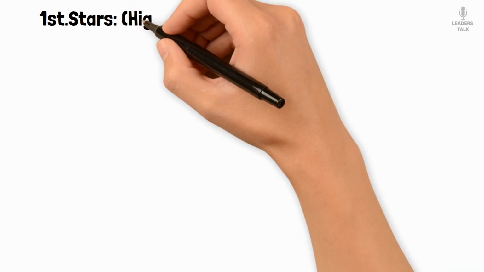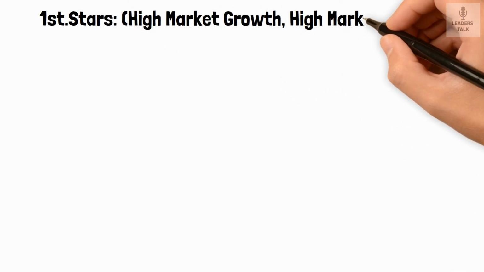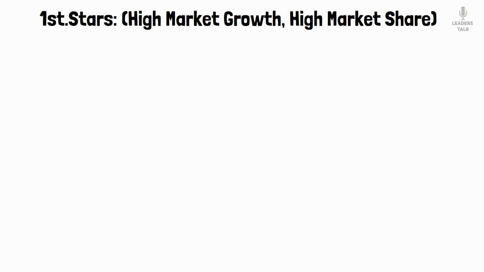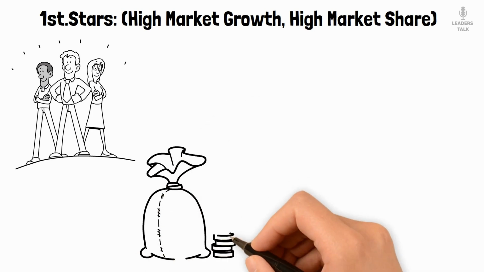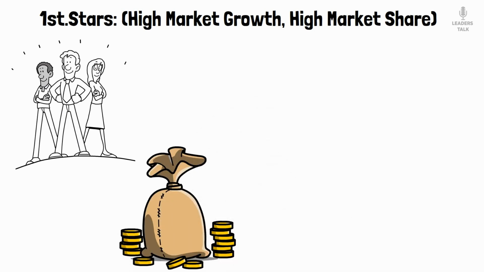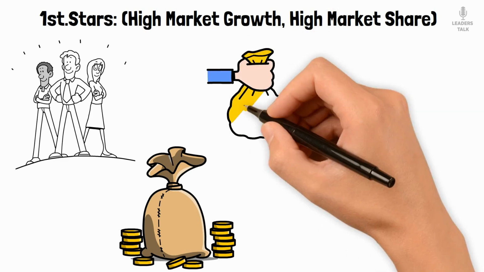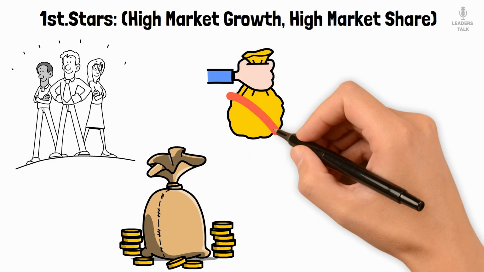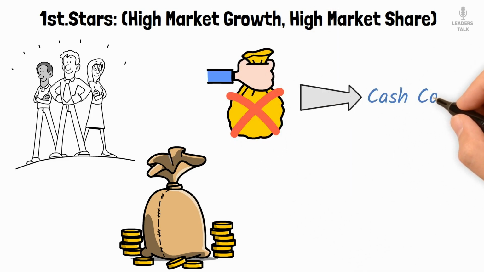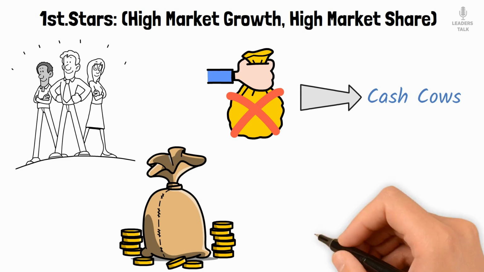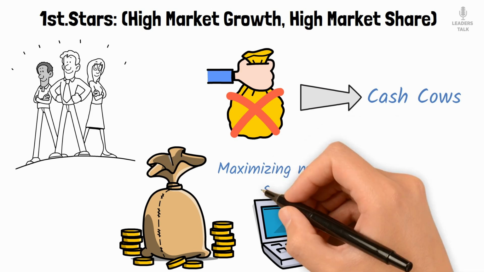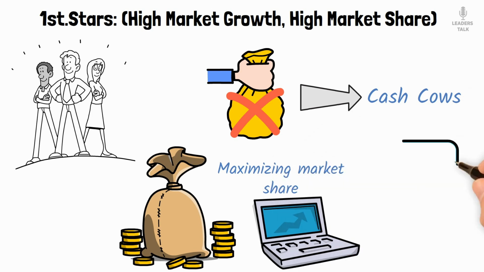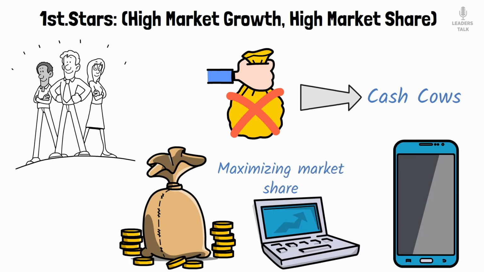First, stars. High market growth, high market share. Stars are leaders in rapidly growing markets. They require significant investment to maintain or increase their market share. Although they may not generate substantial profits immediately, they have the potential to become cash cows as the market matures. Strategy. Invest to maintain or grow market position. Focus on maximizing market share. For example, a leading smartphone in a rapidly growing market segment.